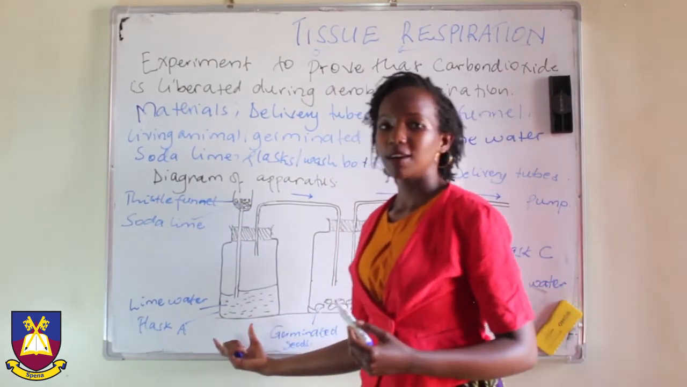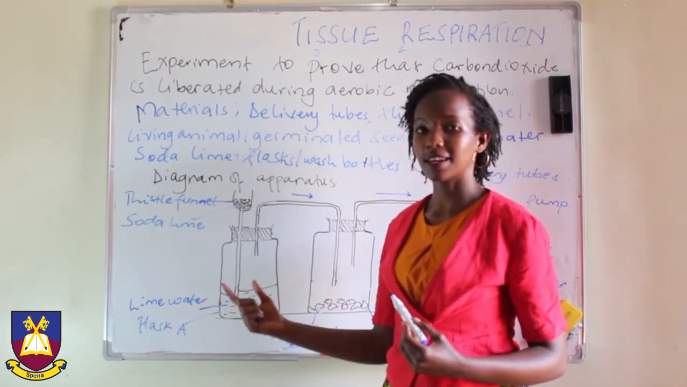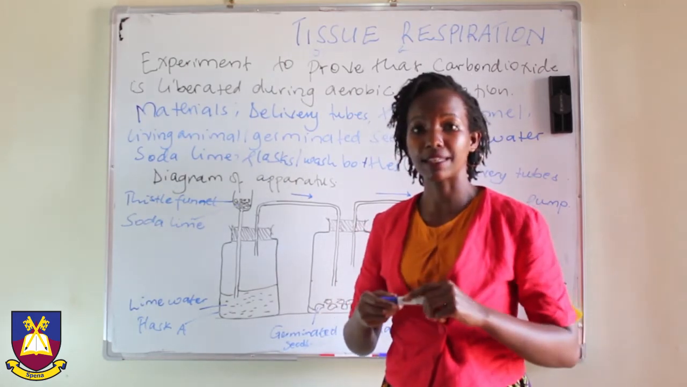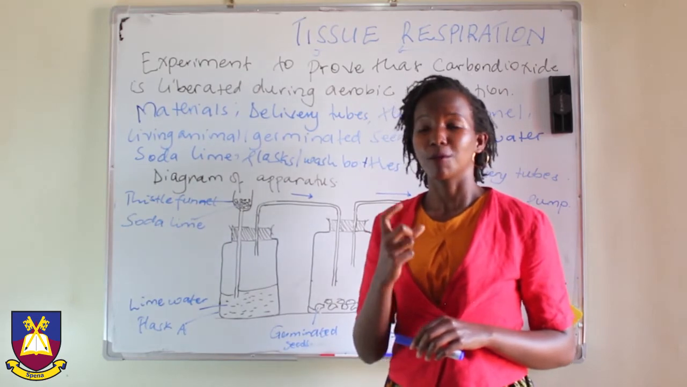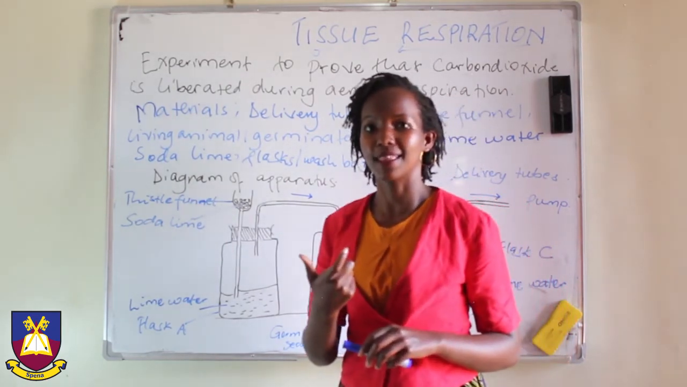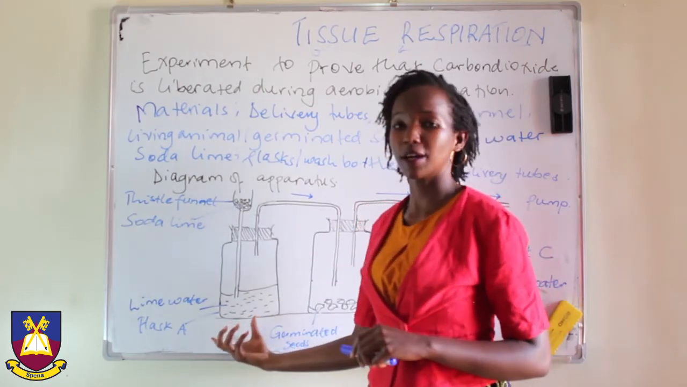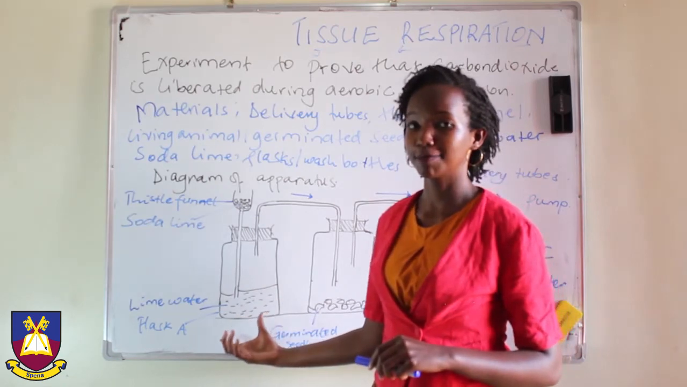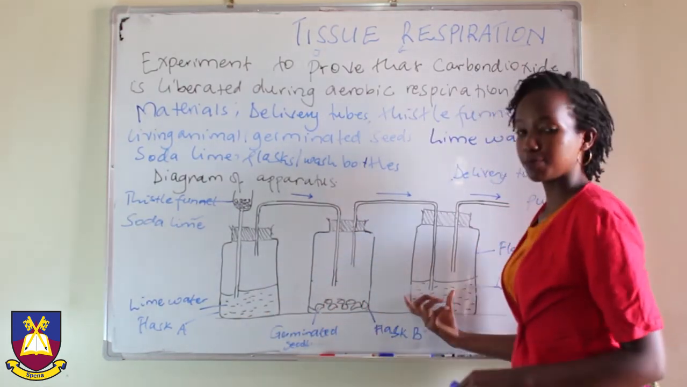What do we observe after some time? We observe that the lime water in flask A does not change. When lime water receives carbon dioxide, it turns milky. It forms a whitish color, and that is because some precipitates have been formed within the lime water. However, in this case, this lime water remains clear.